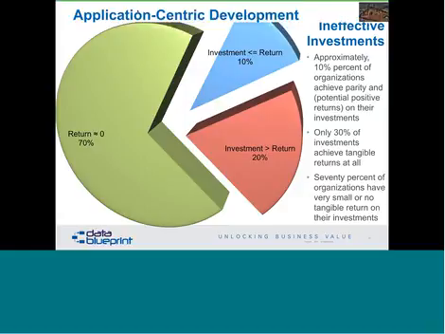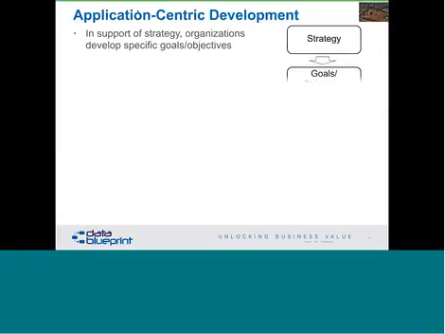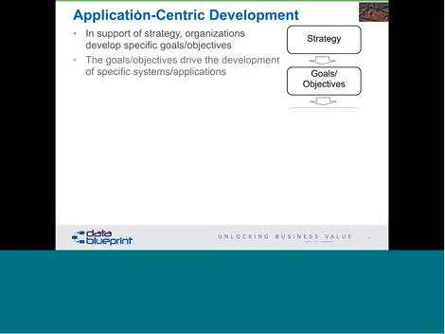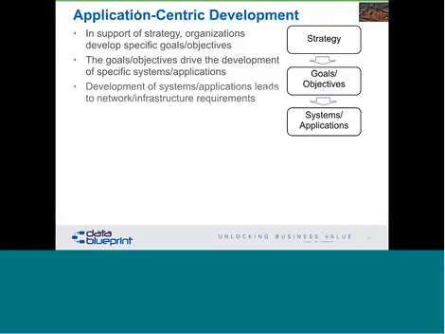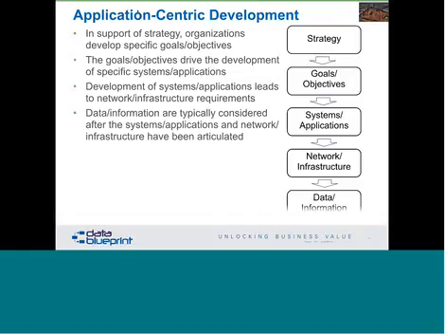Now, the reason this has been problematic is because we've had some terrible, terrible guidance that has gone to our people that have come through and learned how to do this. This is because we do something called application-centric development, which means that an organization starts out with strategy and moves to goals and objectives, and the goals and objectives then reasonably enough drive the development of specific systems as they're going through this. There's a problem with that. We'll get to it in just a second. Because once we start talking about systems, then of course we need a network infrastructure to put it in place, and that data becomes an afterthought in this entire process.